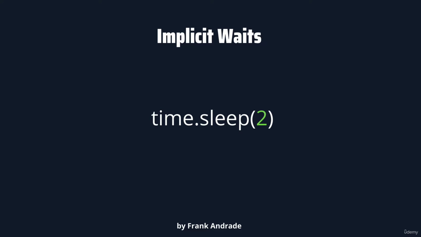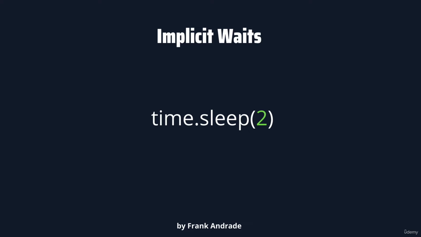An implicit wait is used to tell the WebDriver to wait for a certain amount of time when trying to locate an element. In Python, you can import the time library and then make an implicit wait with time.sleep, and inside parentheses you specify the seconds you want the driver to wait. For example, if you want a wait of 2 seconds, you write time.sleep and 2 inside parentheses.